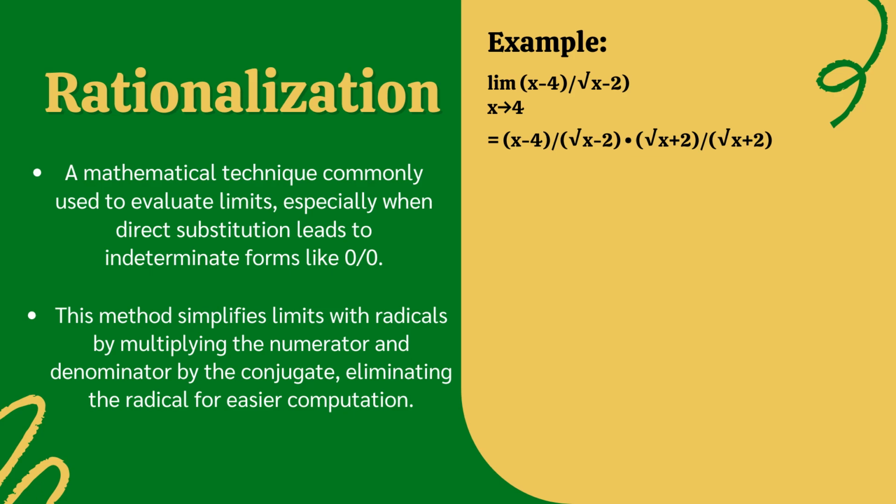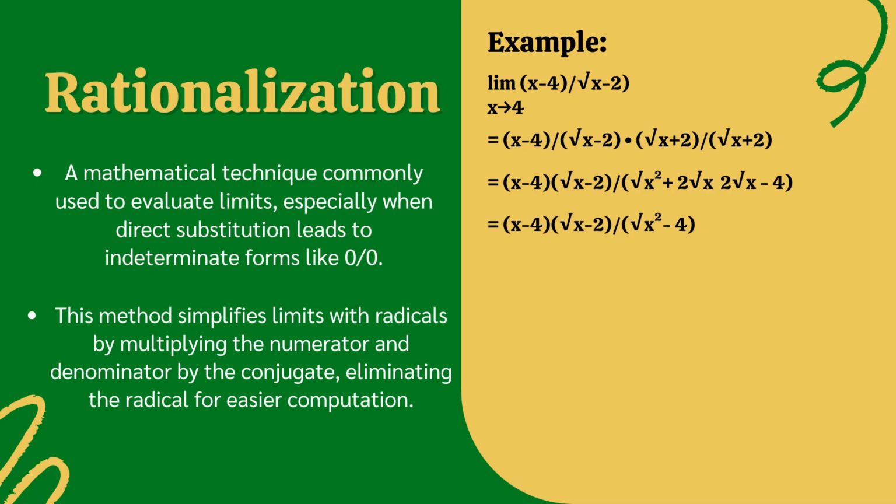After conjugating, the expression becomes x minus 4 over square root of x minus 2 times square root of x plus 2 over square root of x plus 2, where the denominator simplifies to x minus 4. Now we cancel x minus 4 from the numerator and denominator, leaving square root of x plus 2. Finally, we substitute x equals 4, and therefore, the limit of the function as x approaches 4 is 4. After discussing what rationalization is, let's move on to factoring.